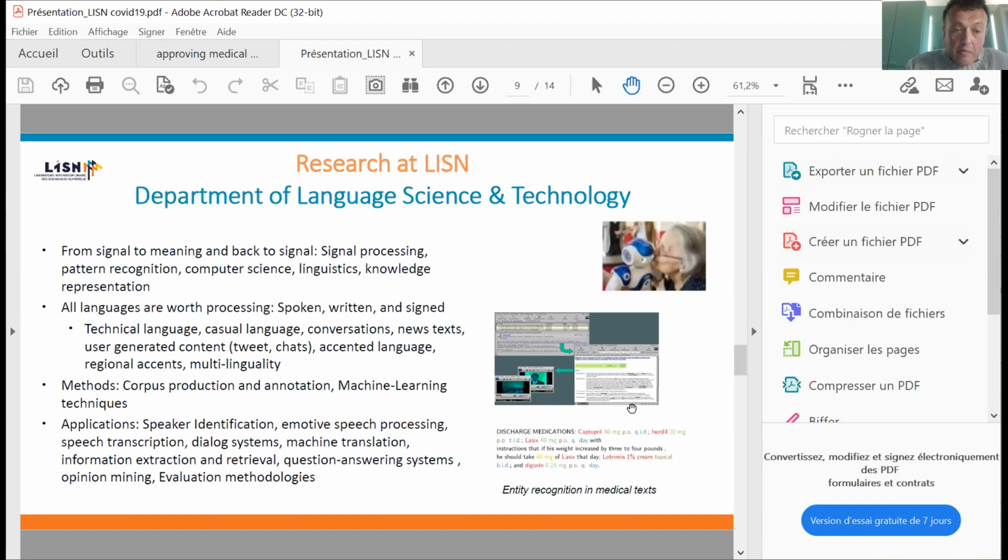The methods we use are very similar to what was proposed by the other colleagues. We look at the data with a bottom-up approach, using machine learning techniques and deep learning. The main applications are very standard: speaker identification, speech transcription, chatbots, machine translation, question answering systems, and so on.